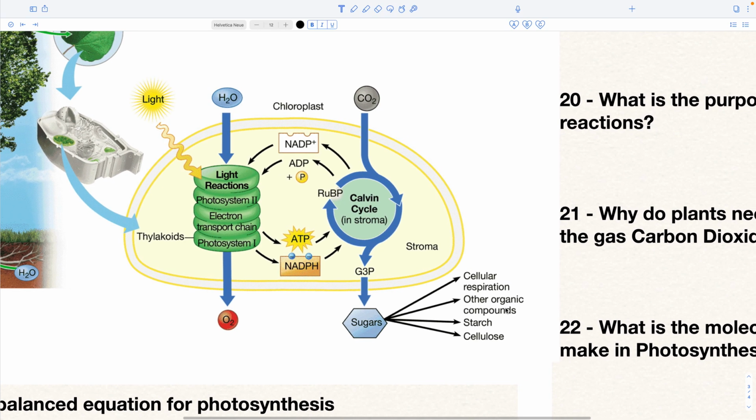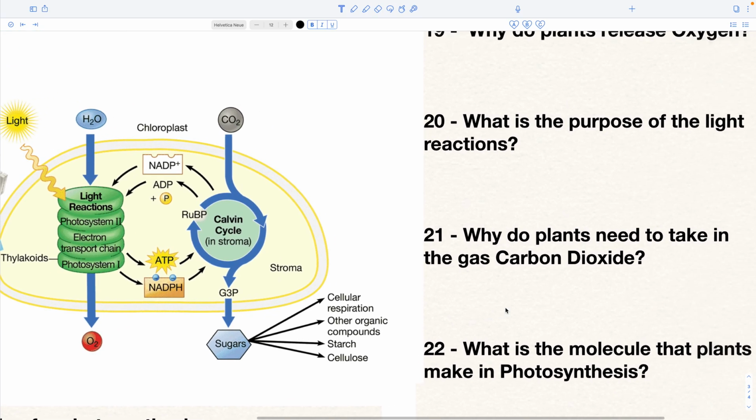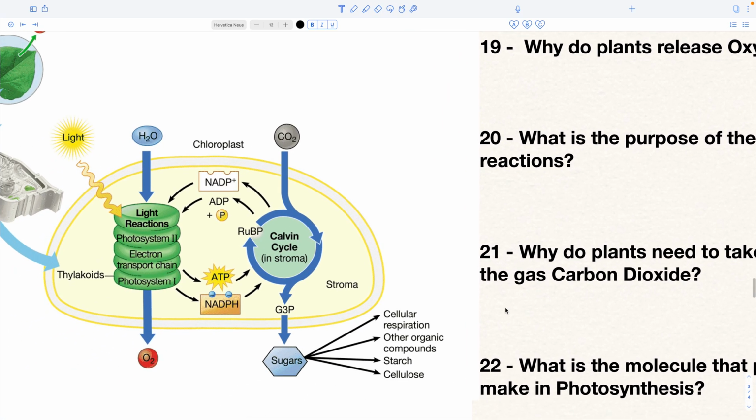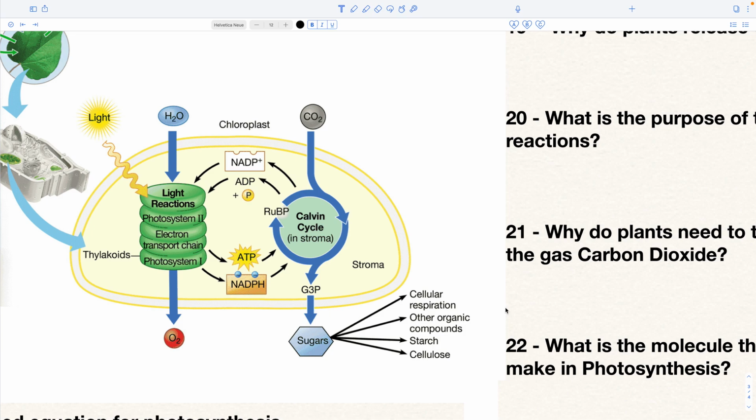Expect this to be on the quiz. Pictures like this to be on the quiz. What's the purpose of the light reactions? No, why do plants release oxygen? We haven't really talked about that yet.